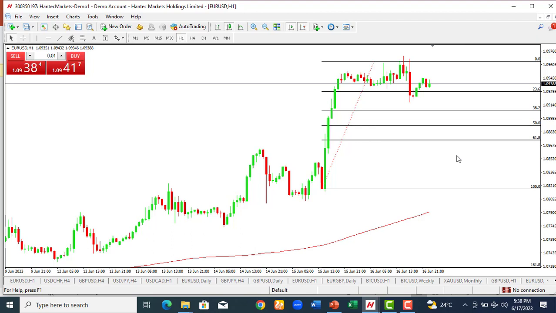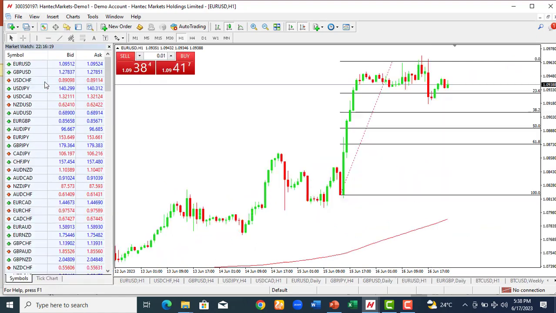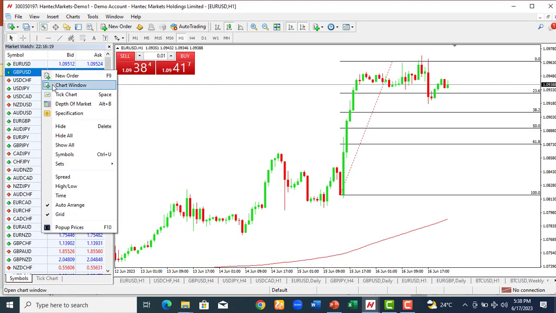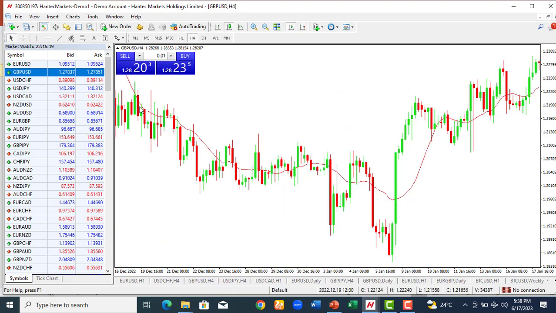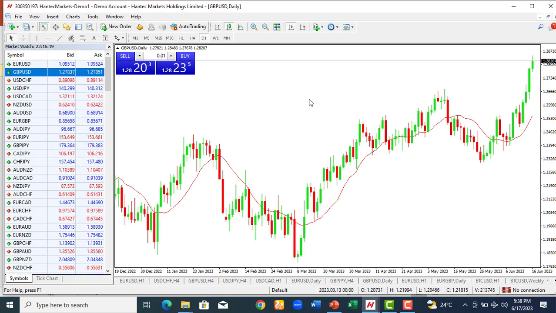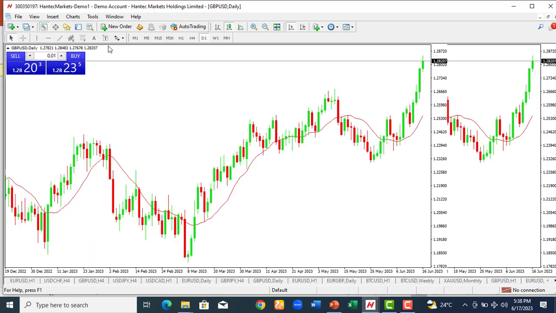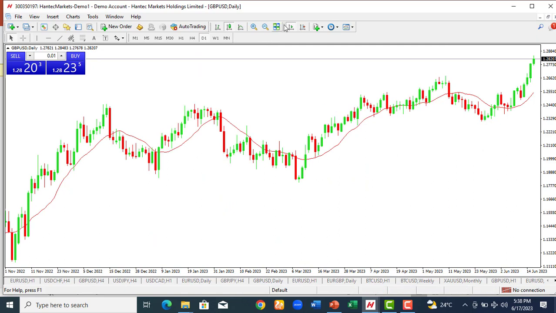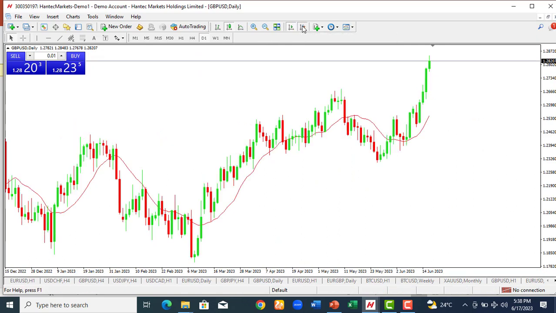So this is Euro USD. Let's move over to GU, which is the GBP USD. So let's say we want to draw for this.